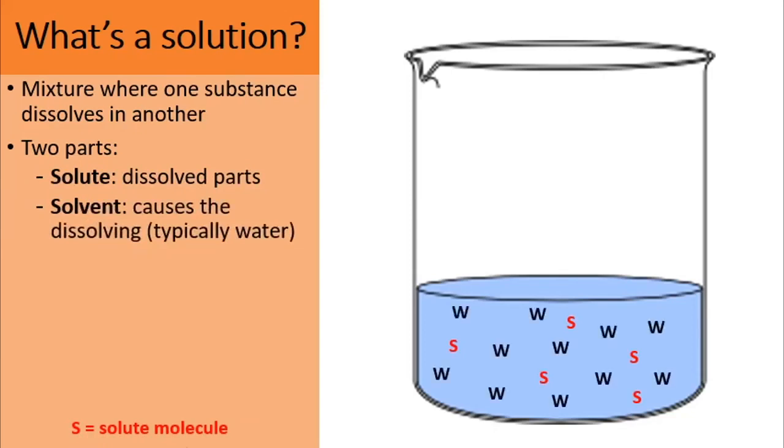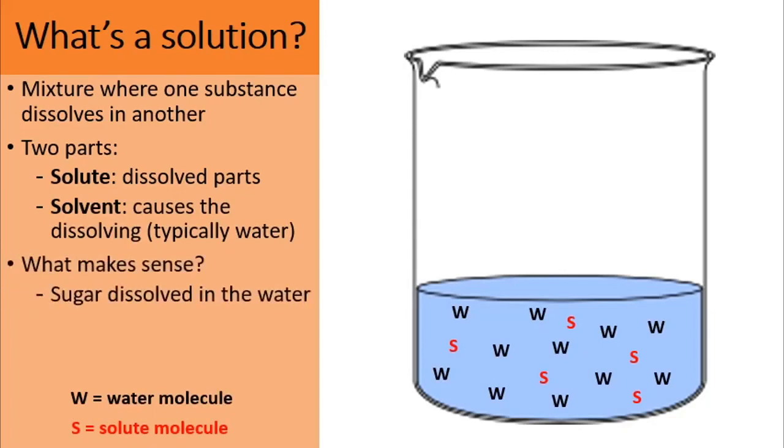So in my animation here, I have solutes and water mixed together. Well, let me ask you, what makes sense? Does it make sense to say that sugar dissolved in the water or water dissolved in the sugar? I hope it makes sense to say that the sugar dissolved in the water. Because the sugar dissolved, it's the solute. The water caused the sugar to dissolve, so the water is the solvent.